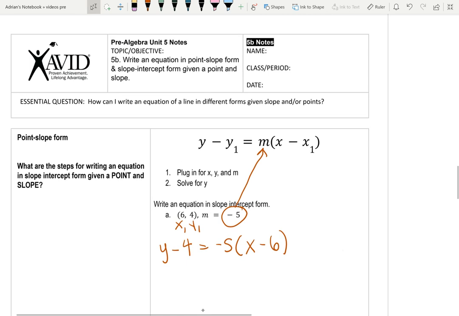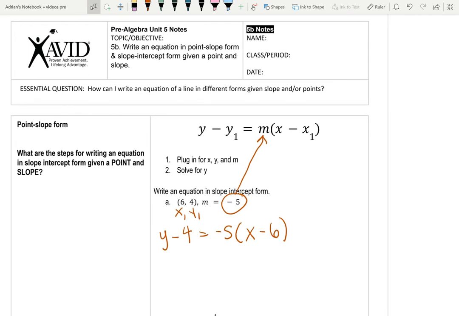So here, we're not going to end here anymore. This isn't going to be our final answer. We are now going to solve for y. So I want to get this y alone here. The first thing I need to deal with is my distribution. Remember, if you ever have that, that's going to come first. So I have y minus 4 equals, and then negative 5x plus 30.